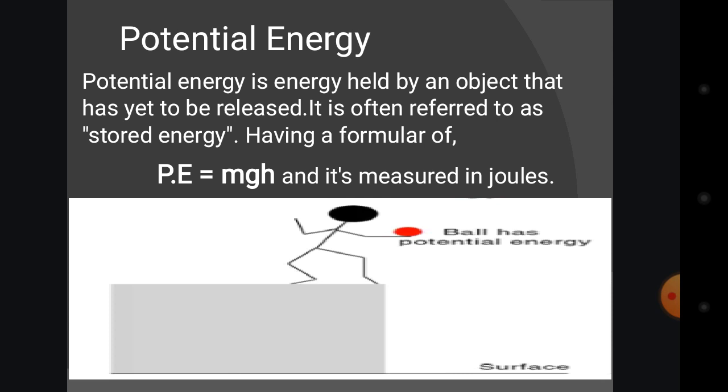So it is an energy store, and when we say store, we are talking about something that is kept. It means that it is not moving. It is also called a stored energy. It has a formula, and our abbreviation for the potential energy is P.E., and it is equal to mgh. Normally this m stands for the mass, g is the acceleration due to gravity, and h is the height.